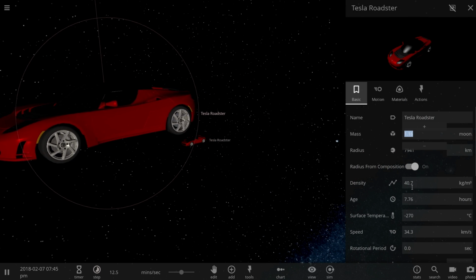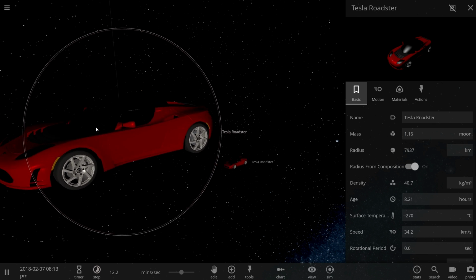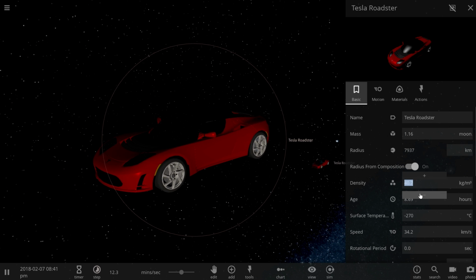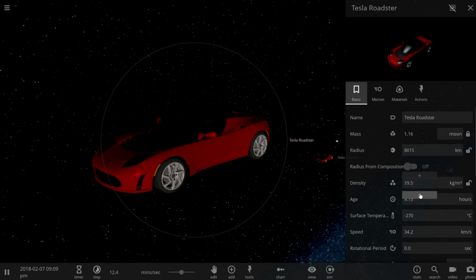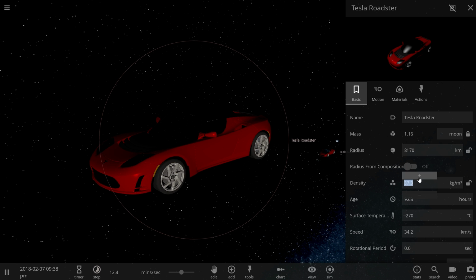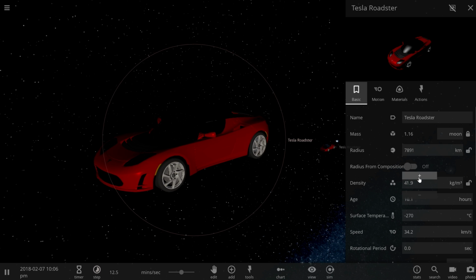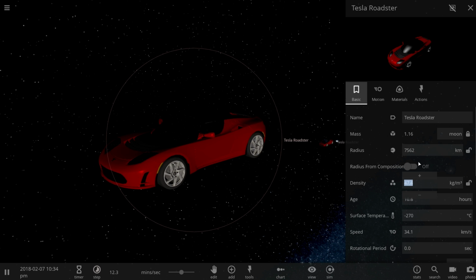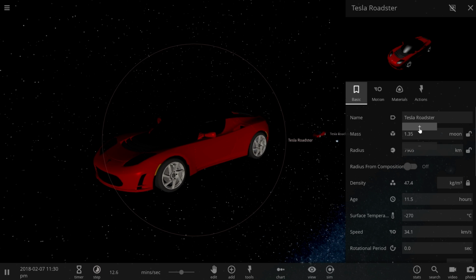Now, the density here is actually still pretty low. I may start decreasing this, although it doesn't seem to... Oops, wrong way. It doesn't seem to be affecting the car that much just yet, but I want to make the mass much higher first before we start doing anything else to it.